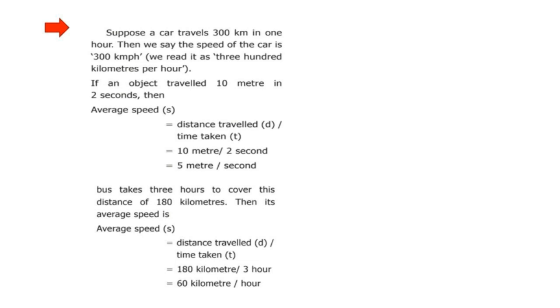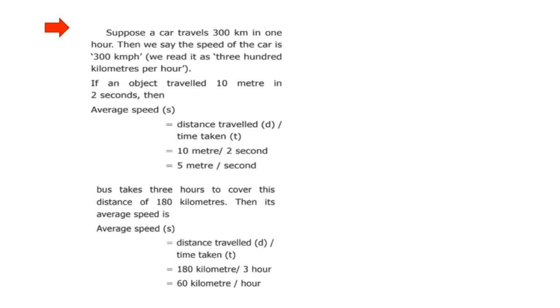Then, if an object traveled 10 meters in 2 seconds, then the average speed is equal to distance traveled by time taken. So what is the distance traveled? It is 10 meters and the time taken is 2 seconds. So 10 meters by 2 seconds is equal to 5 meters per second. Next, a bus takes 3 hours to cover a distance of 180 kilometers. Then its average speed is distance traveled by time taken. Here, what is the distance traveled? 180 kilometers and the time taken is 3 hours. So 180 by 3 is equal to 60 kilometers per hour.